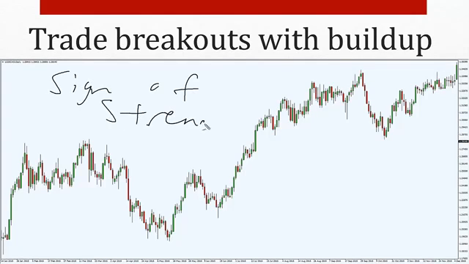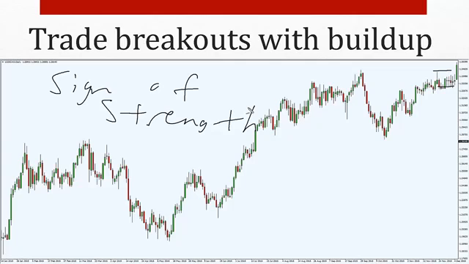When you see build up at an area of support and resistance, it's a sign of strength. So for example, in this scenario, I'll be looking to get long when price trades above this high, and get my stop loss, for example, somewhere here, 2 ATR would be fine. So this is something to look out for.